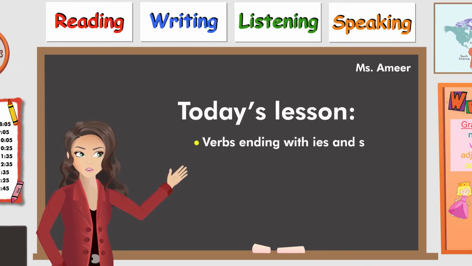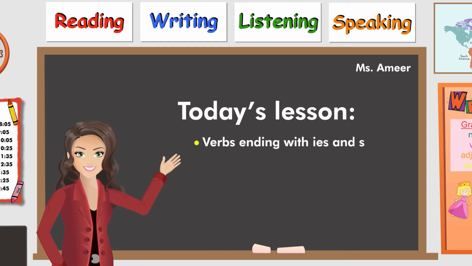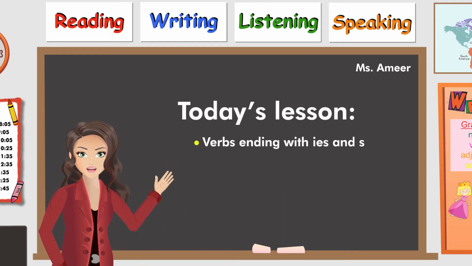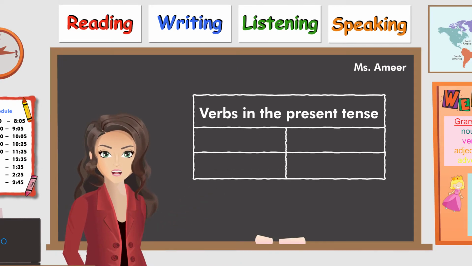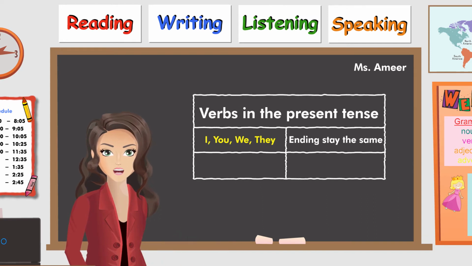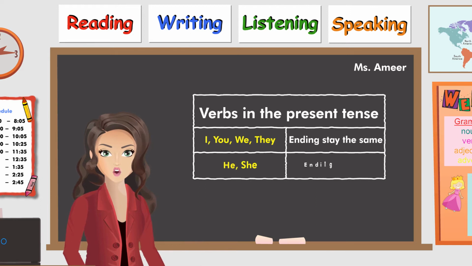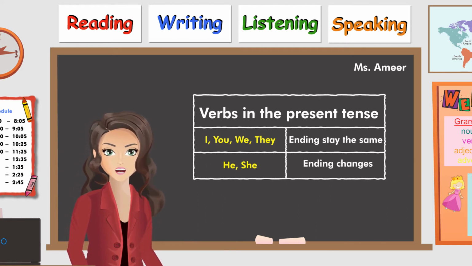Today we are going to continue learning about verbs. We will learn IES and S endings. Let's review. When talking in the present tense, the ending of the verb stays the same when used with pronouns I, you, we, and they. The ending of the verb changes when used with pronouns he and she.